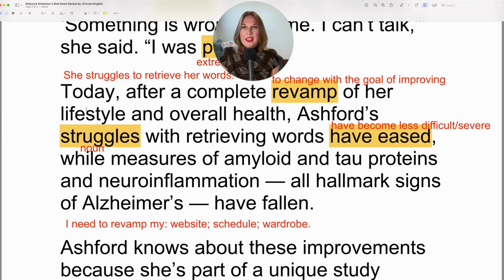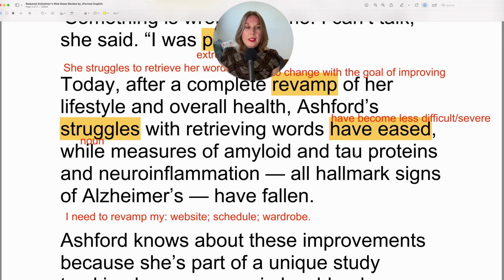So let's read this again. Today, after a complete revamp of her lifestyle and overall health, Ashford's struggles with retrieving words have eased, while measures of amyloid and tau proteins, I don't know what these are, to be honest with you, they're proteins. They're the name of specific proteins, but the average native speaker would not know what these are. A medical professional would know what they are. So there's no need for you to know what these are unless you are studying to become a medical professional. But protein, that's an important word that the general public would know.